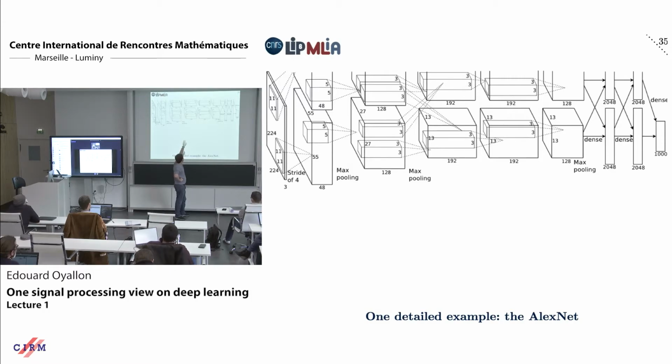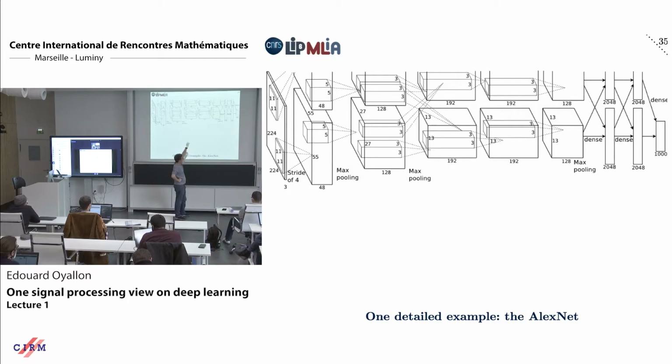You cascade this again, and the numbers which are below, like 192, are the number of channels. 13 here is the size of the spatial resolution of a given layer, and 3 by 3 is the size of your convolutional kernel. And you see all those numbers which are here.